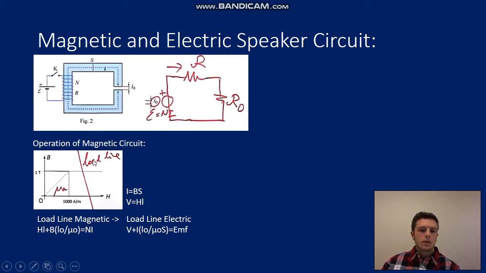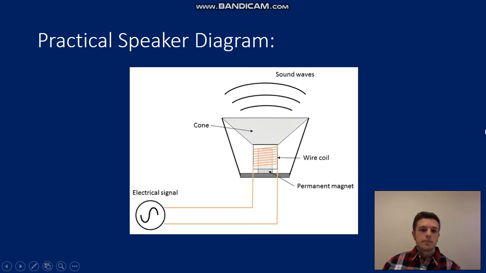And we have the load line, which is basically the operation, finding your values of your magnetization and your magnetization intensity. And you can change this into an electric circuit by converting your B and H into I and V and making an IV relationship from these two load lines seen here. And then in the practical speaker here, we have a different sort of magnetic circuit. It is a permanent magnet, and we have a wire coil around it.